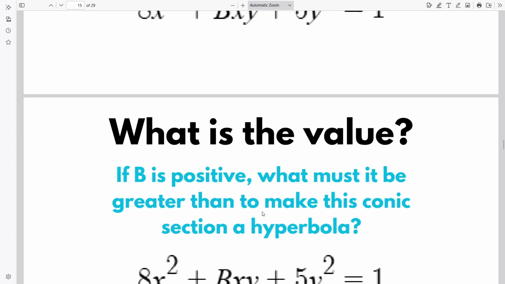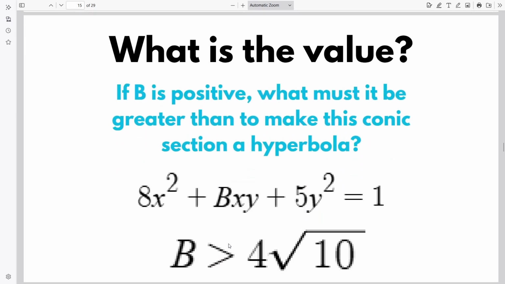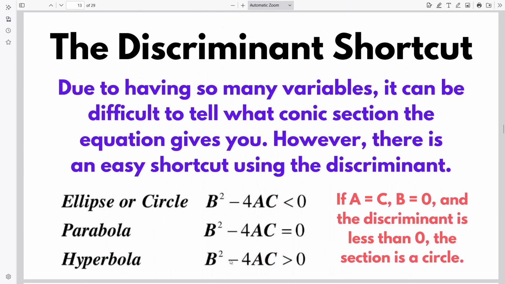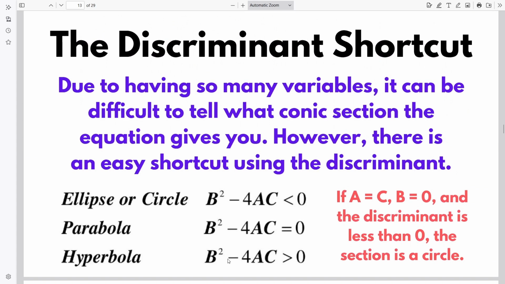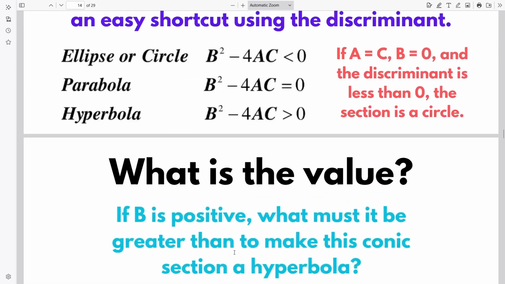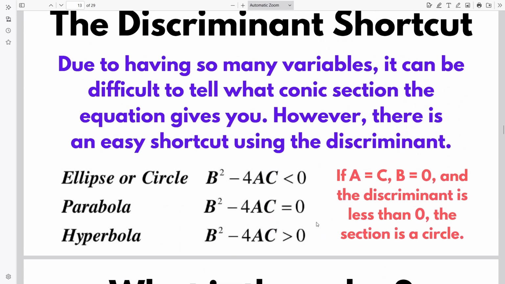Okay, if you did it all correctly, b should be greater than 4 square root of 10, or 4 radical 10, because if you solve for b for the hyperbola, you'll end up getting that b is 4 radical 10. The reason it's not greater than or equal to is because if it were equal, the discriminant would be exactly 0. But that's not a hyperbola, that's a parabola.